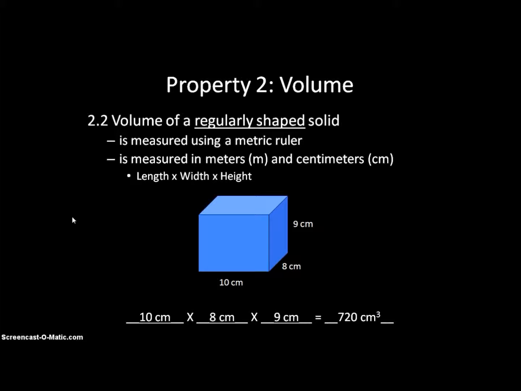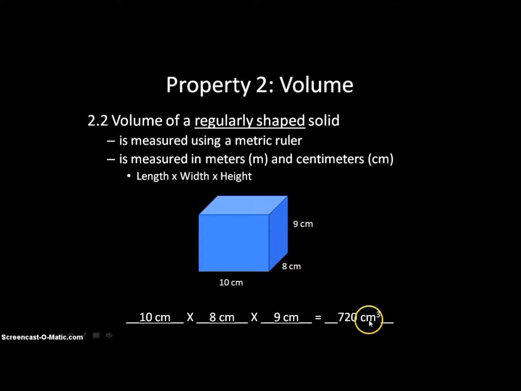So let's take a look at this cube down below. We have a length of 10 centimeters, a width of 8 centimeters, and a height of 9 centimeters. So we're just going to plug those in, length times width times height, and we'll have 10 times 8 times 9, and that equals 720.